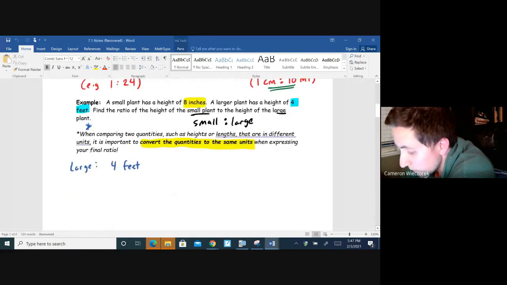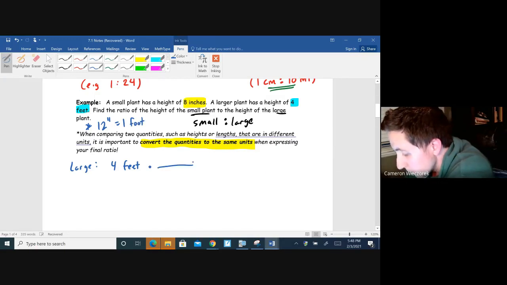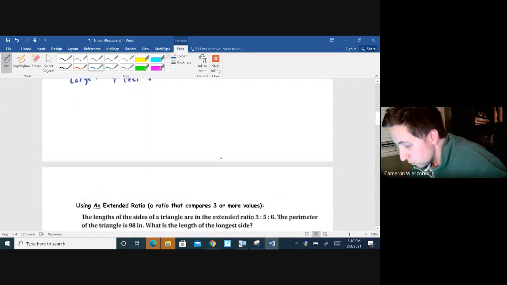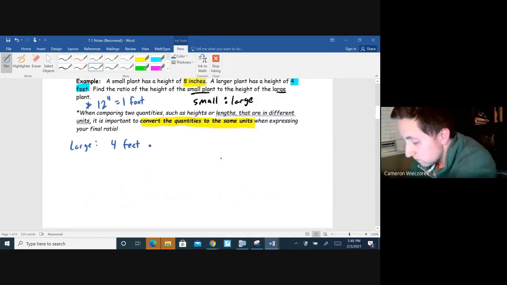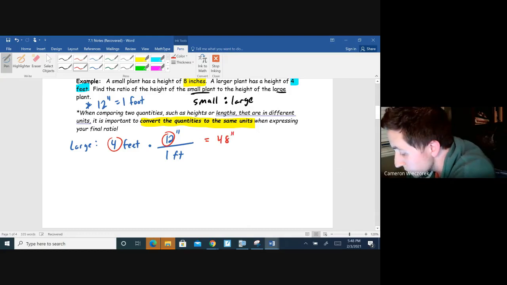Okay, so 12 inches. Let me get my pen working again. You need to know that there's 12 inches in 1 foot. So I'm just going to do 4 feet. I'm going to do a little unit conversion here. 4 feet, 1 foot is 12 inches. I'm setting this up. If you've taken physical science or chemistry, you've probably seen dimensional analysis like this. I'm really just multiplying 4 times 12. So this would be 48 inches.